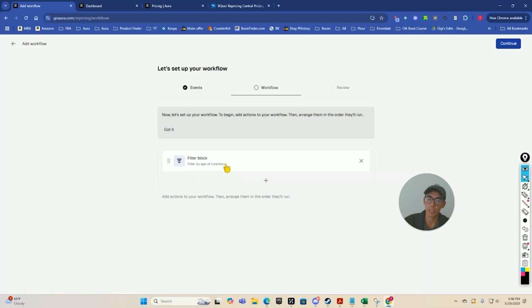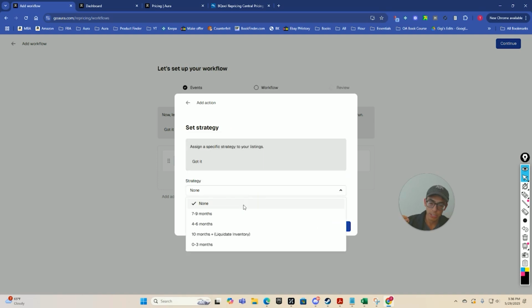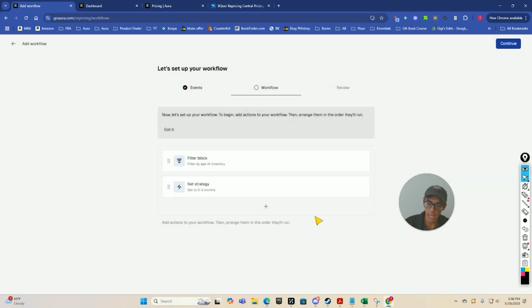And now we need to nest the action under it, meaning, well, what do we want to do with that inventory? Anything that's 0 to 3 months old, what do we want to do with it? We want to set it to a repricing rule or set it to a strategy. So click on strategy. And we want that strategy to be 0 to 3 months. Now click add. Now this is the most important part, is you have to nest it under that filter block. So you simply go in and click on this, drag it over, boom. What this means is whenever you have inventory that's between 0 to 3 months old, boom, set the strategy 0 to 3 months old.